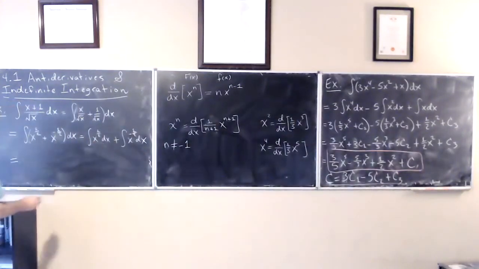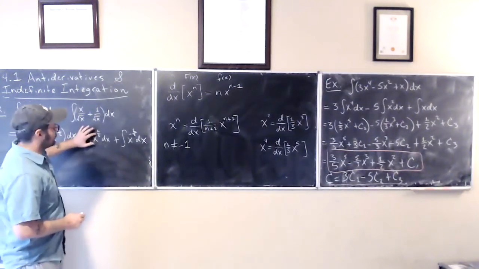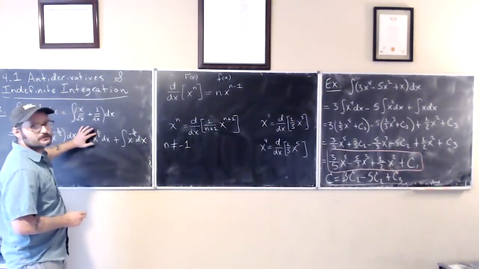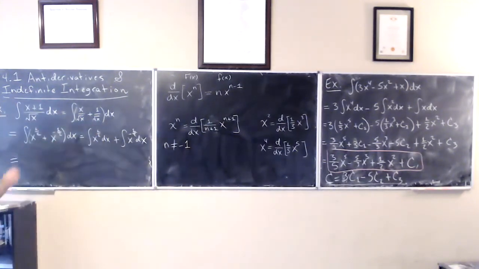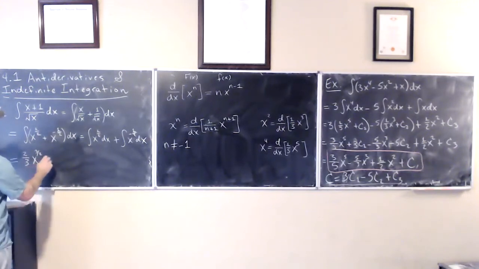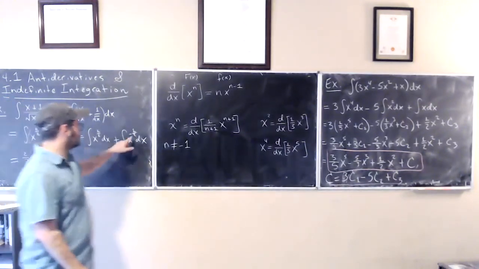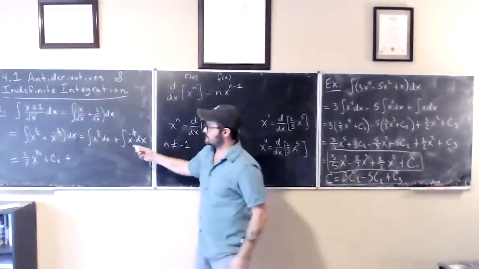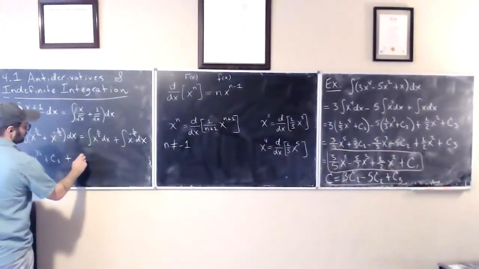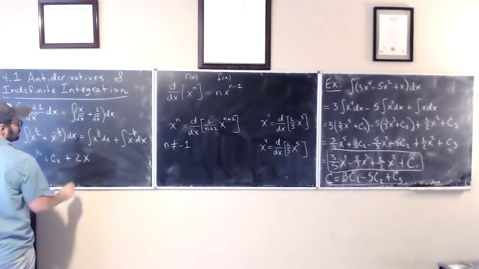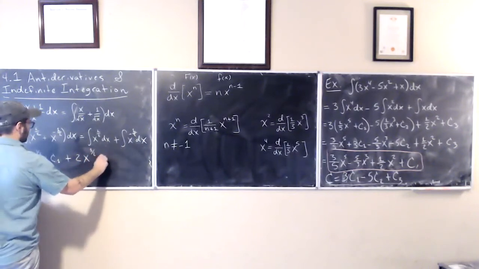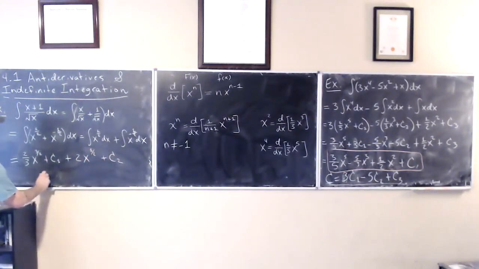So here with this piece, this is like our n, right? So we have to add 1 to that. So it'd be 3/2, right? So it'll be 1 over 3/2 times x to the power 3/2, or in other words, 2/3 x to the power 3/2 plus some constant c1. And here we have to add 1 to that, which is just a half. So 1 divided by a half is 2 times x to the power 1/2 plus some other constant c2, and then you're done.